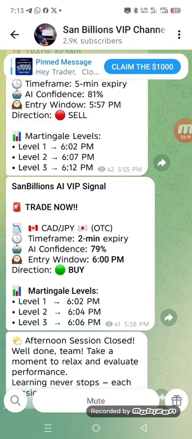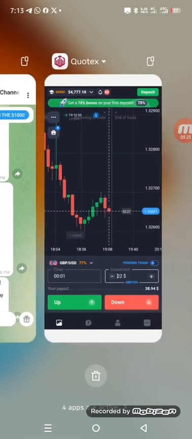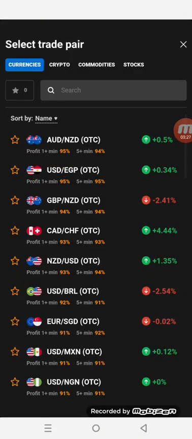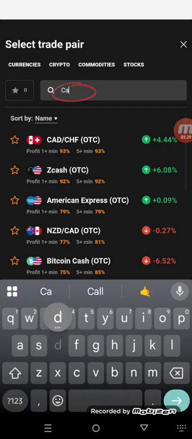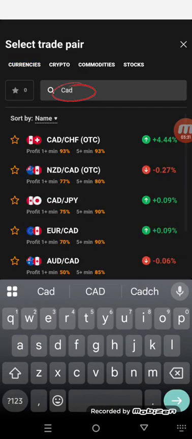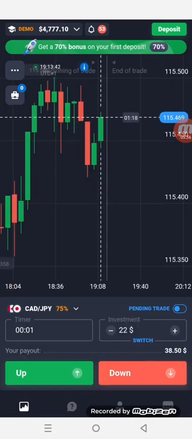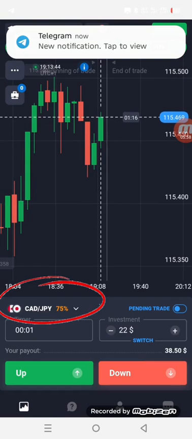Now let's say this signal is CAD JPY OTC. You come to your broker here and you look for it. You search CAD, JPY, and you can see it here. You click it. Now this is the currency pair that you have clicked.